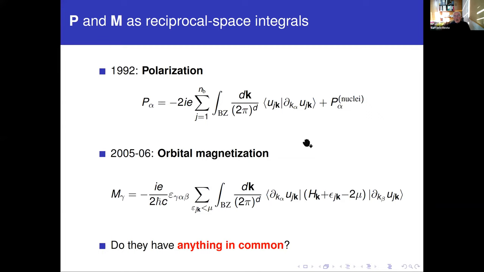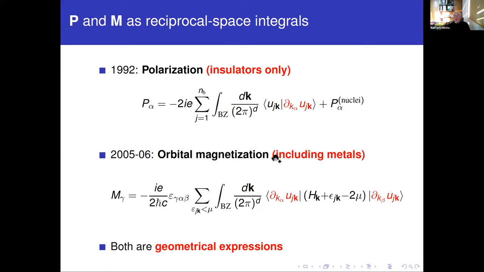And orbital magnetization is a bit more complicated. So we say both are geometrical because both have a derivative of the periodic Bloch orbitals. Notice that here there are two and here there is one, but they are geometrical in this sense because they have in common this feature. One important difference, just to start with, is that polarization is defined in insulators only. Orbital magnetization is defined also in metals. And both are geometrical in this sense, but you will see they are rather different.